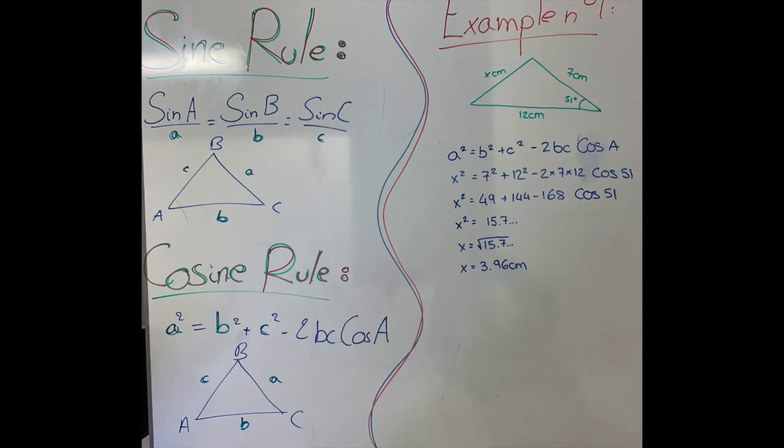Cosine example. In this example, we have to find the side x. To do this, we have to use the cosine rule. A squared is equal to b squared plus c squared minus 2bc times cos of A. We then replace the values. So a would be equal to x, and b would be equal to 7. C is 12, and A is 51 degrees. And then you just simply solve the equation, which will then give us 3.96 centimeters.